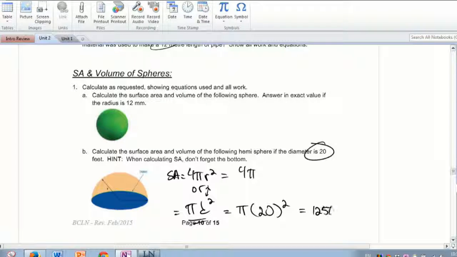1256.6. So that's the total, but we only have half. So I need to divide that by 2 to figure out the hemisphere. 628.